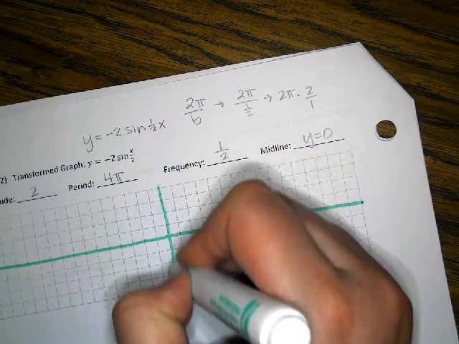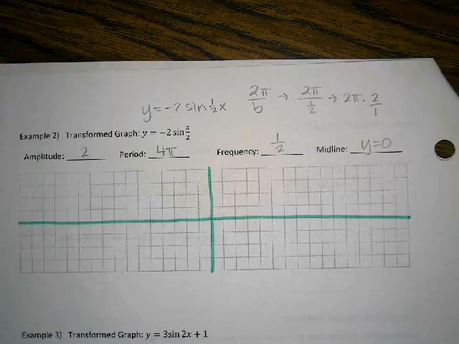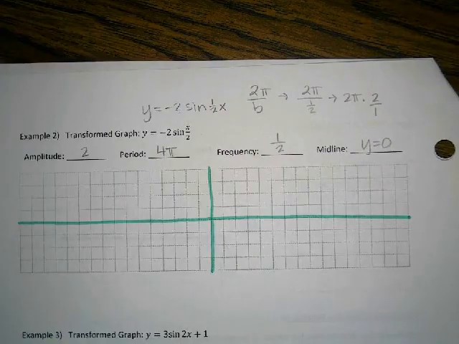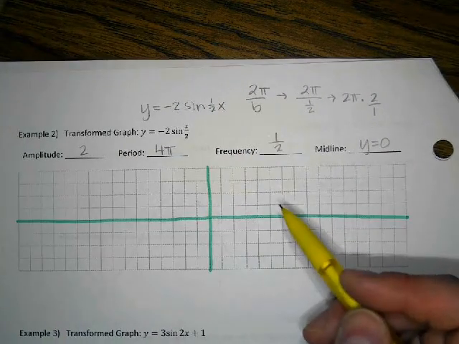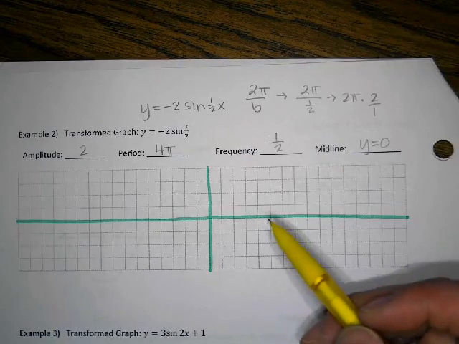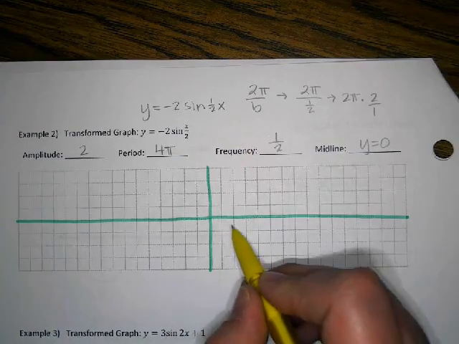And this time I'm going to use 8 boxes to make 4 pi. So I'll count 1, 2, 3, 4, and I'll put 2 pi right here. And then I'll count 1, 2, 3, 4, and put 4 pi right there.